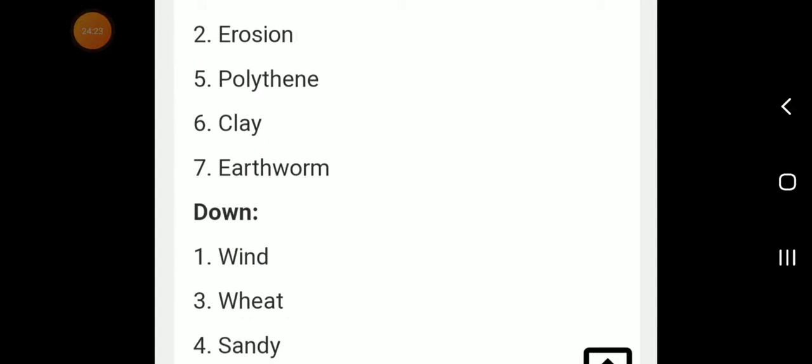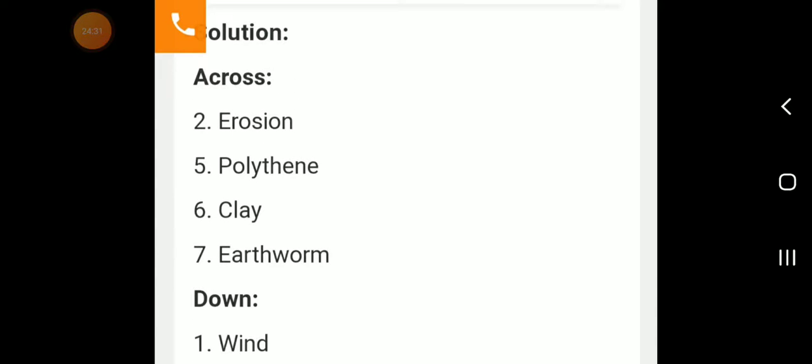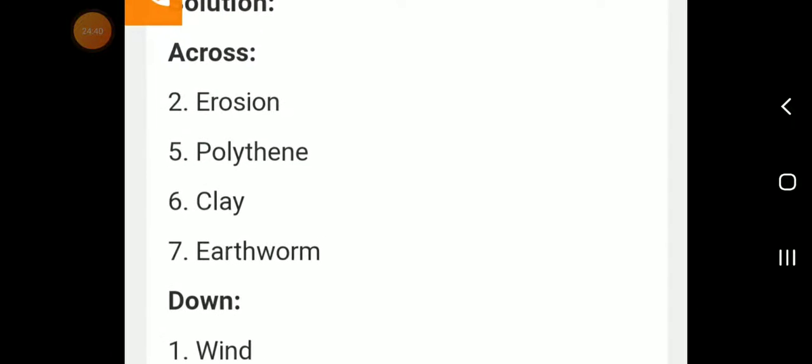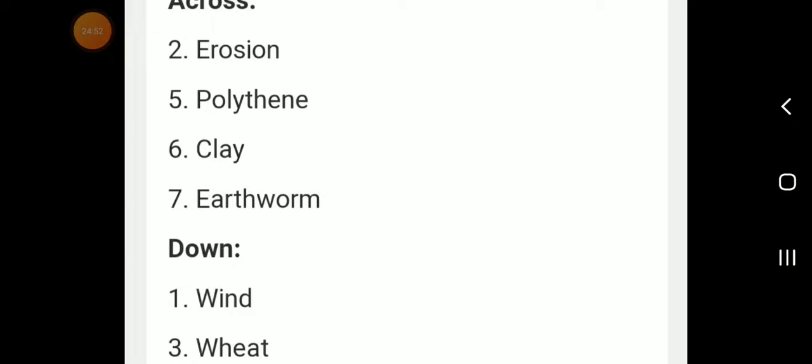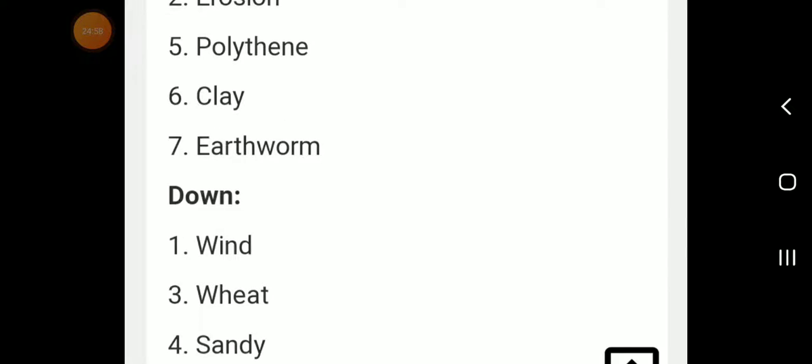Next students, the last one, the puzzle. Listen to the correct answers. See the second question in your book, page number 106. Plantation prevents erosion. Next, the fifth one: polythene use should be banned to avoid soil pollution. Next, the sixth one: the type of soil used for making pottery.